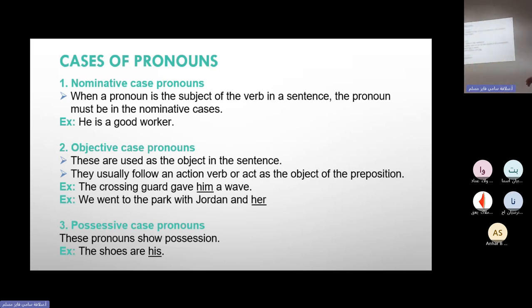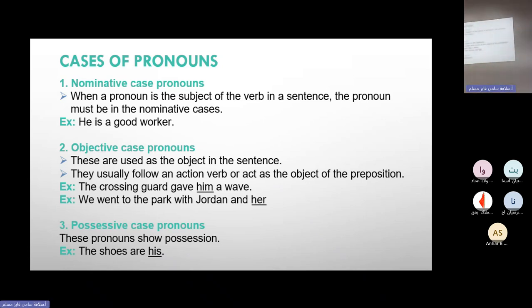اوكي بالعربي he is a good worker. This is a nominative sentence. الفاعل he، الفعل is، والobject a good worker. اوكي اللي هي جملة اسمية. الobject هي جملة اسمية بتتكون من adjective صفة وموصوف. اوكي.